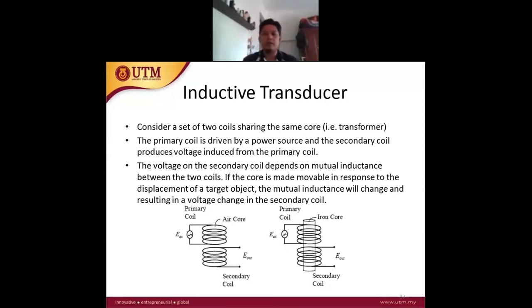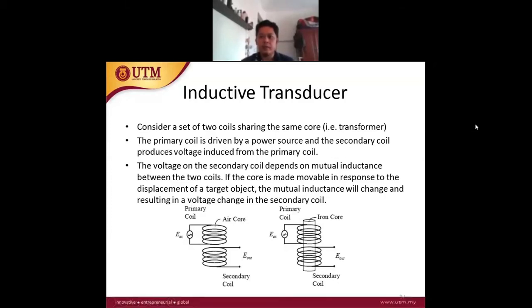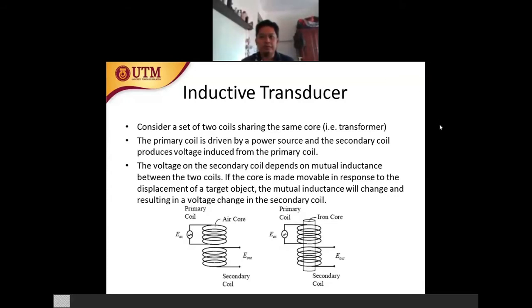Okay, so last week we discussed the principle of the capacitive transducer. Today we will continue with the inductive transducer. The principle of the inductive transducer is based on the same principle as a transformer. So we can first consider two sets of coil.